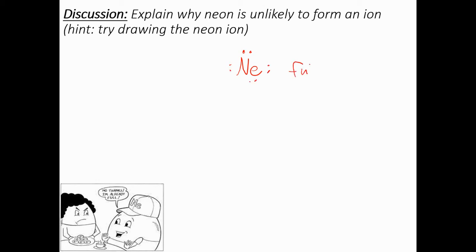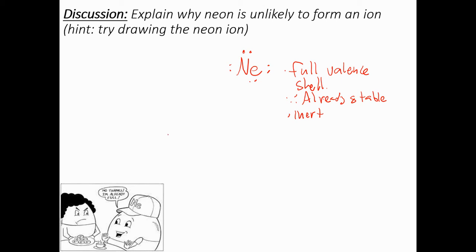So this has a full valence shell. It's already stable. Therefore, already stable. So it's not likely to react. It's kind of unreactive. We call it inert because it already has a full valence shell. Which is why, again, something like neon, noble gases will typically not form ions.